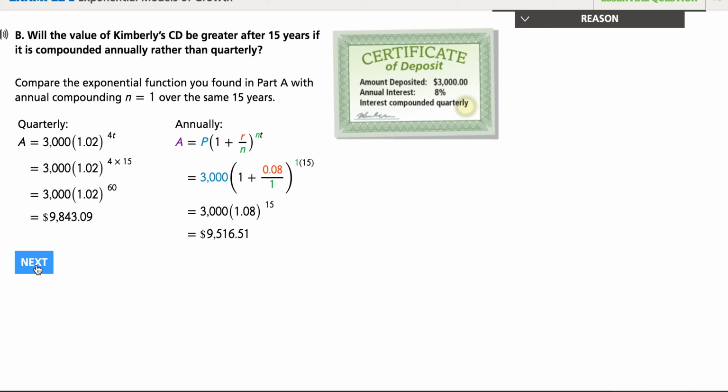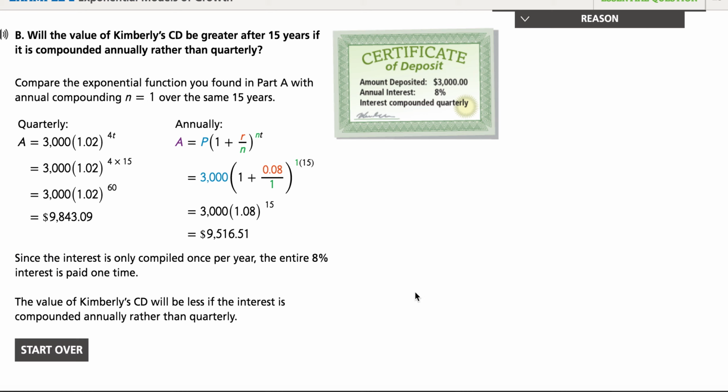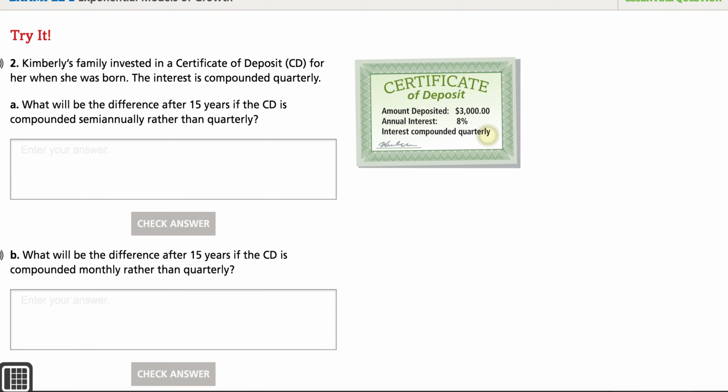The amount is 9,516.51. To conclude, since the interest is compounded only once per year, the entire 8% interest is paid one time. The value of Kimberly's CD will be less if the interest is compounded annually rather than quarterly. You really have to pay attention to this information. If you're ever going to have a bank account, you're going to know what to do. Let's go to the next one so you get more comfortable doing the exponential models of growth.